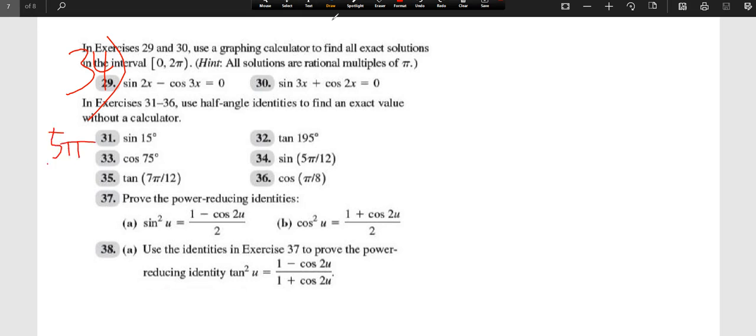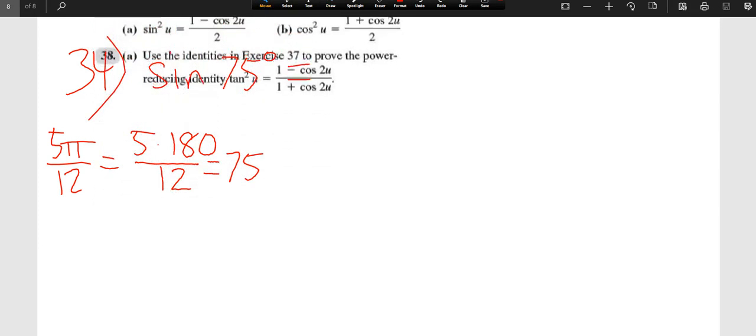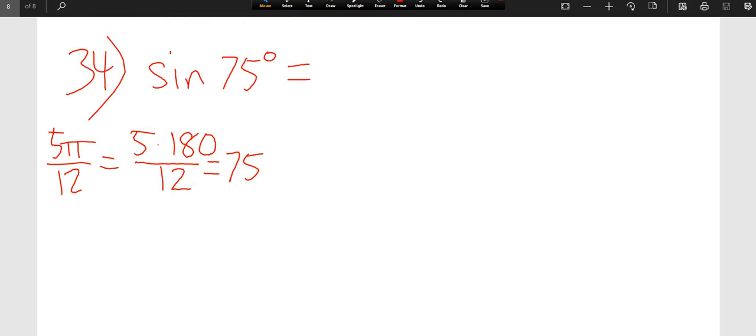5 pi over 12, what is that in degrees? 5 times 180 over 12? Isn't that 75? Okay, so this is the sine of 75 degrees. Okay? That's it? Oh, no. Don't say that's it, because we have to use the half angle formula to figure it out.